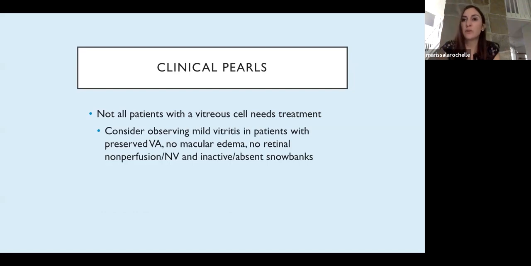So my clinical pearl for intermediate uveitis: not every single vitreous cell needs to be treated. With anterior chamber inflammation, we like to see the cells go to zero. However, with intermediate uveitis, often patients can have a few vitreous cells. If they're not bothered by their floaters, if the vision's good, there's no macular edema, the FA doesn't show leakage in the major arcades, and there's no findings on FA such as neovascularization or non-perfusion, we can just observe. So maybe someone comes in with trace vitreous cell, minimal haze, good vision, you do a workup and it's negative, you could observe that patient without treatment.